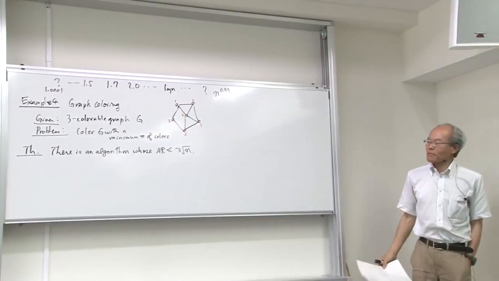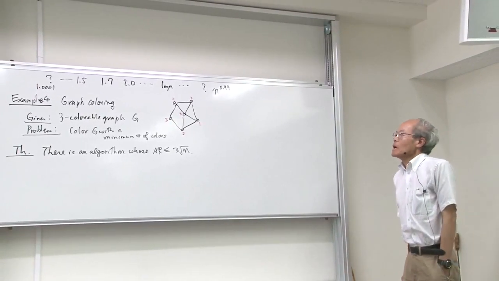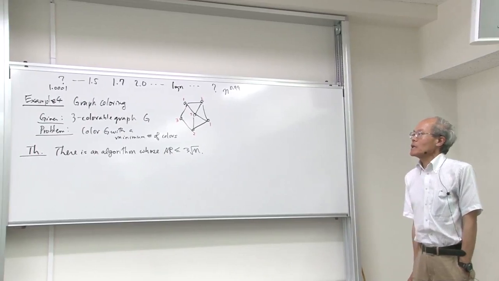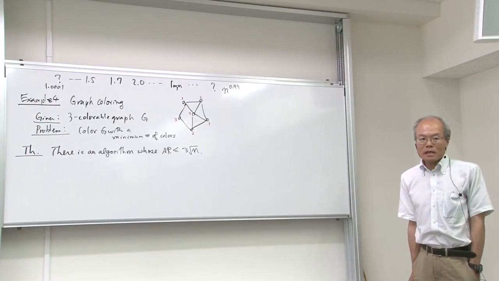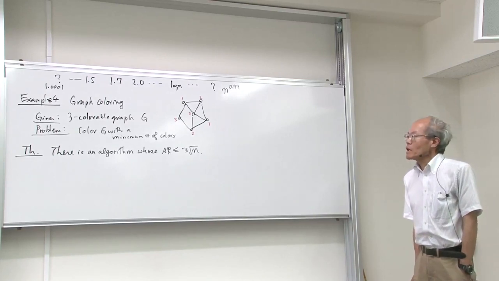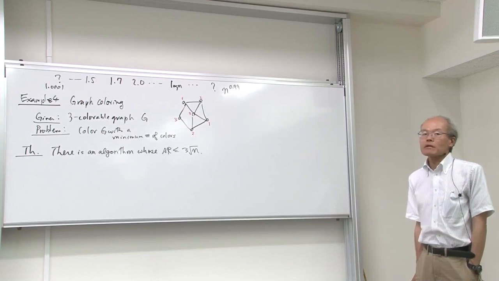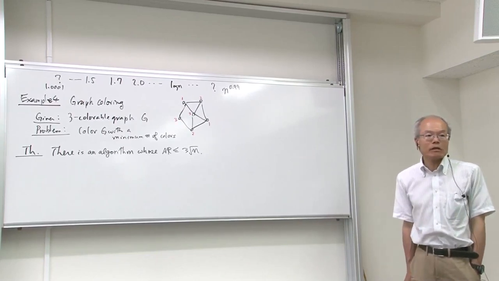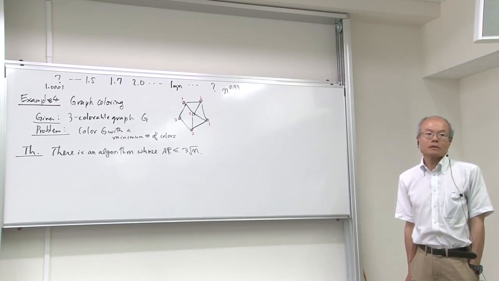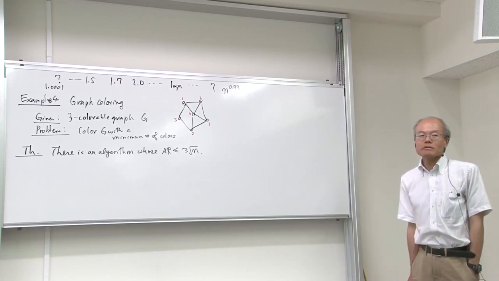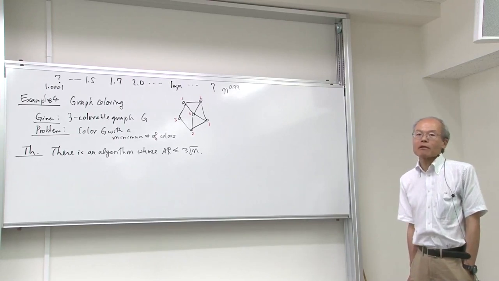So this is our last theorem today. Our instance is a graph G, but we have a guarantee such that G is three-colorable. That means we can color G with three different colors. That is the promise. The problem is we have to find some legal coloring for G.